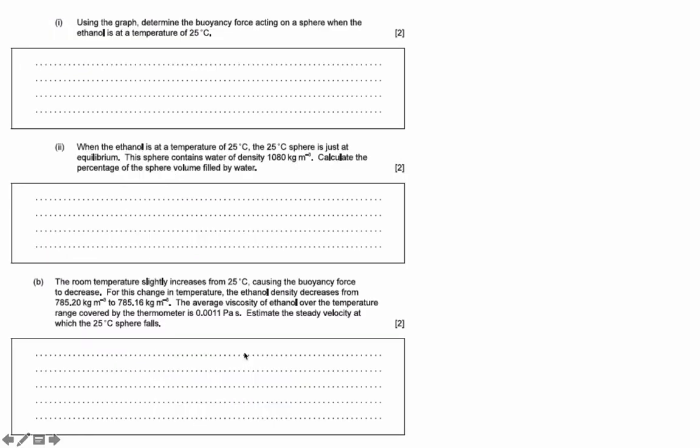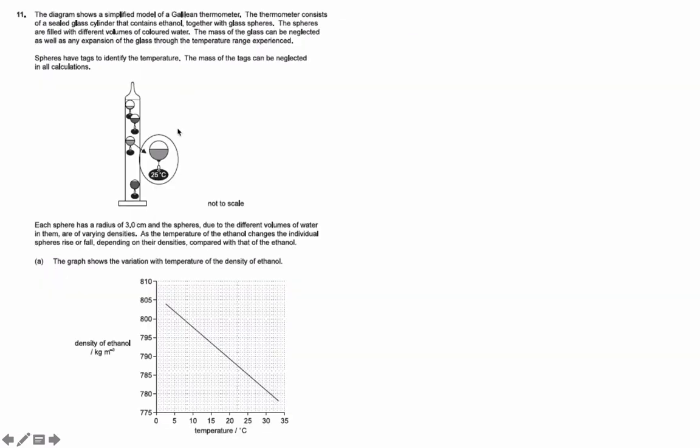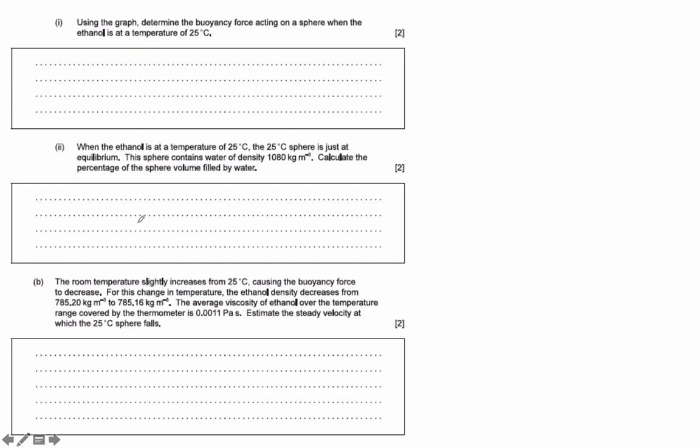So what you're going to do here is find 25 Celsius, right? And you're going to realize that if you go up and you go over, the density is 785 kilograms per cubic meter, right? Okay. And then they also tell you that we can neglect the mass of the glass, and we've got a radius of 3 centimeters. So you're going to use that the buoyant force is the density of the fluid being displaced, the volume of the fluid displaced, and g.